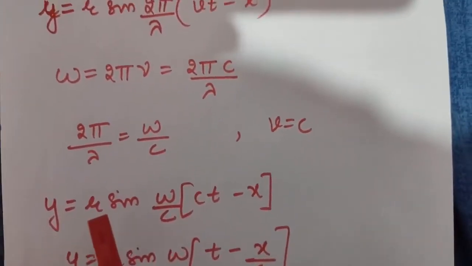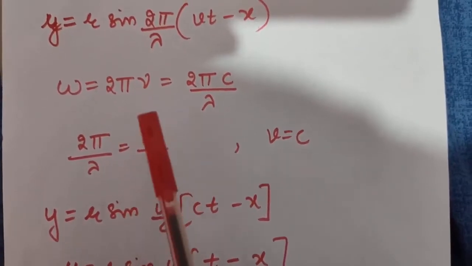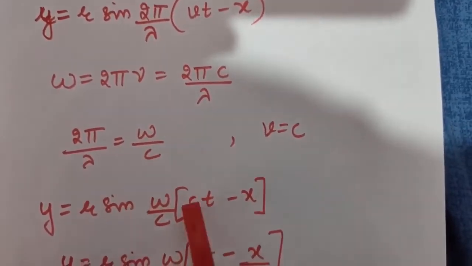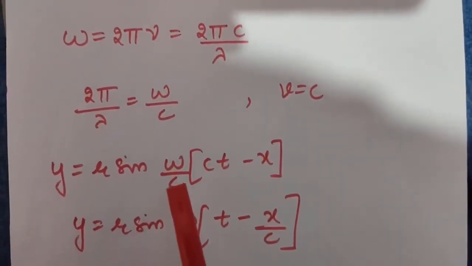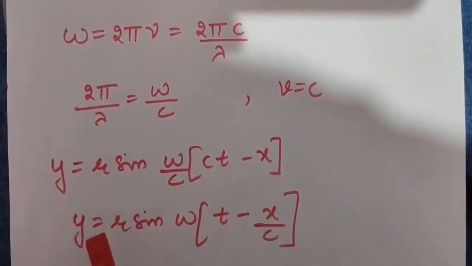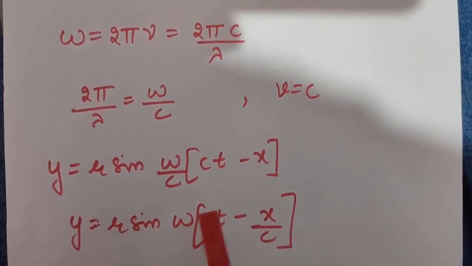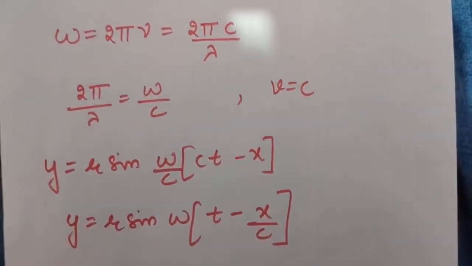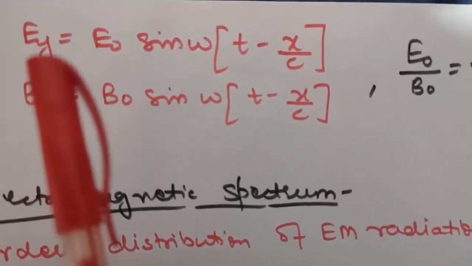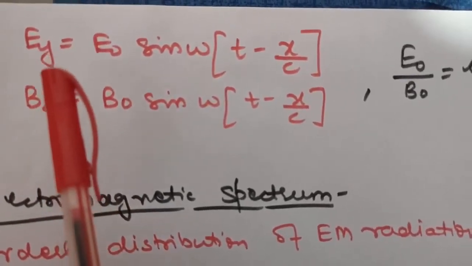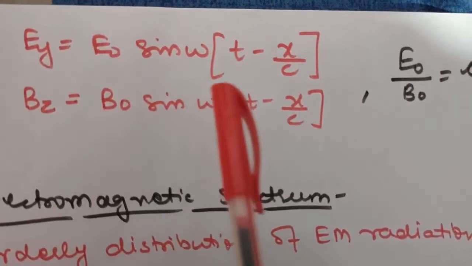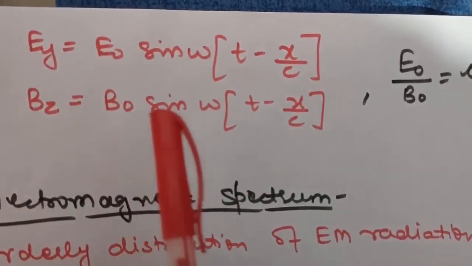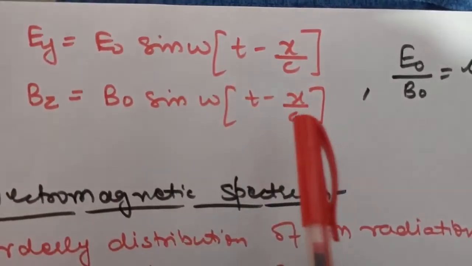So put these two values in this equation. So y is equal to r sin, 2 pi by lambda is omega by c, so omega by c into v is c, (ct minus x). When you multiply the c inside, you will get y is equal to r sin omega into (t minus x by c). So from the same equation, we can write Ey is equal to E naught sin omega into (t minus x by c) and Bz is equal to B naught into sin omega (t minus x by c).